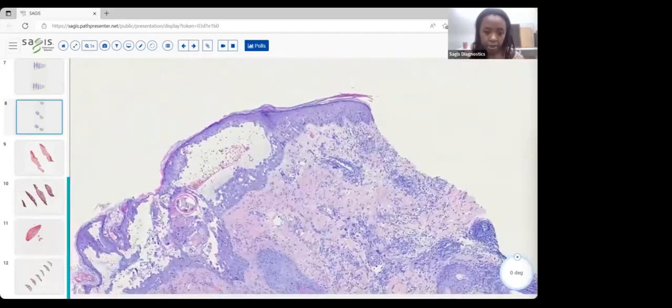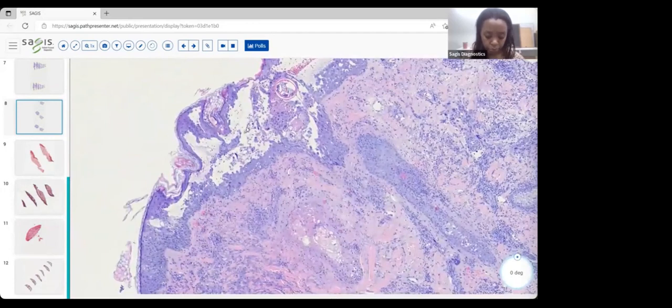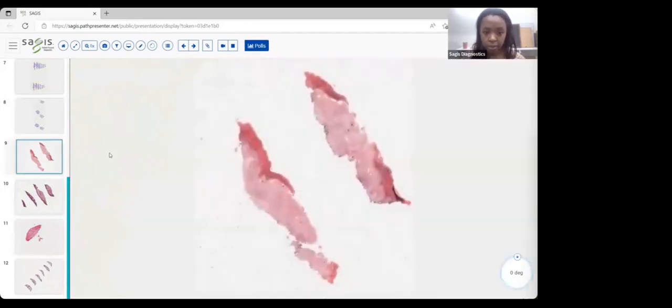So that was a pretty nice case to look at. All right, so moving along to another diagnosis here.